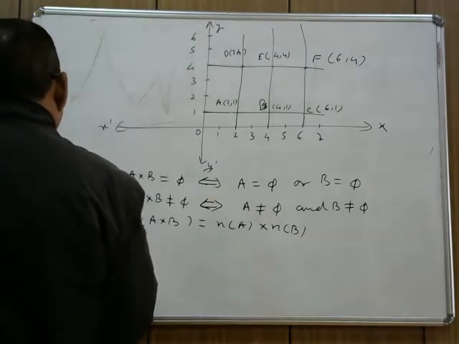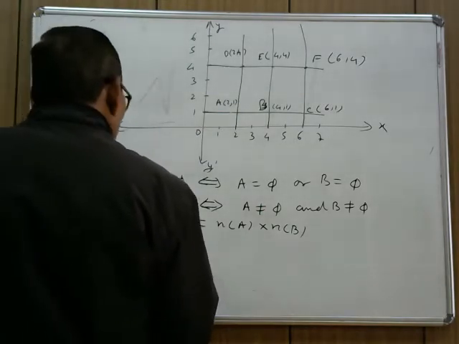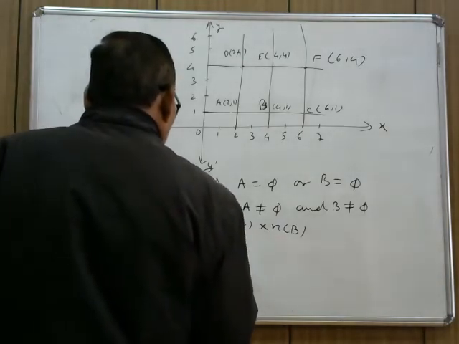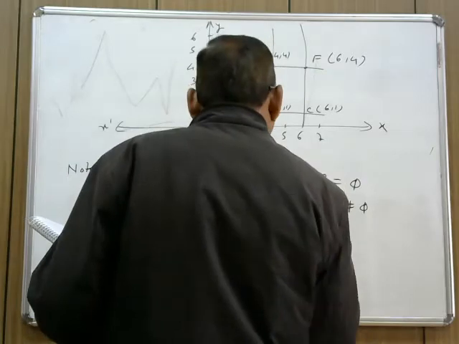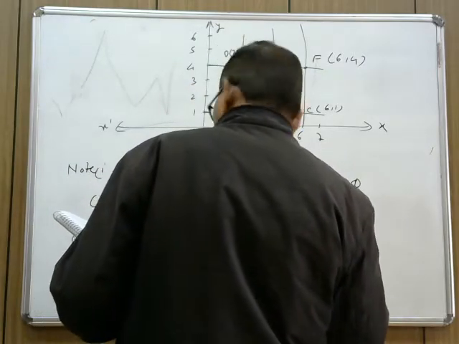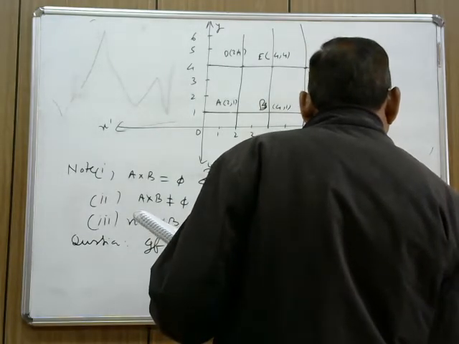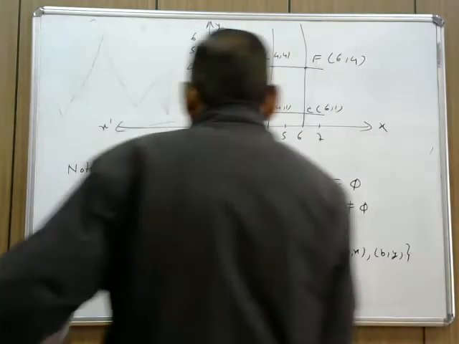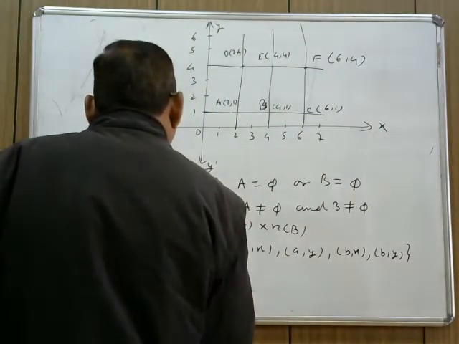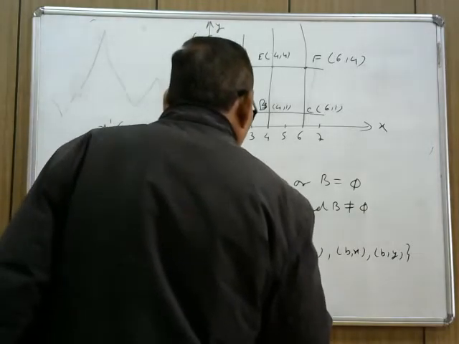Now taking a question. Question: if your set A cross B is given as (a, x), (a, y), (b, x), (b, y), then find sets A and B.